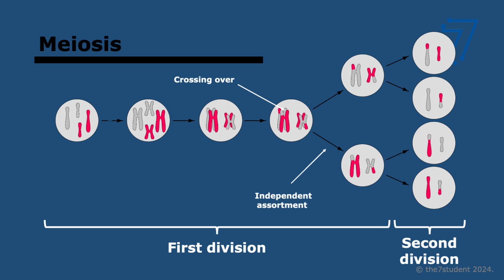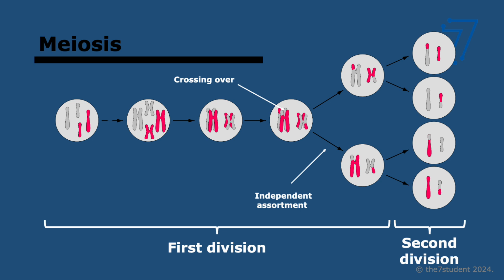And here's the second part where we get diversity, okay? And this is called random orientation. Basically, it means that out of the two homologous chromosomes, each can go in any given direction. It can go to one side of the cell or the other. And because we have 23 pairs of homologous chromosomes, right, this creates a lot of different combinations for gametes, right? Because depending on which one goes where, we'll end up with different cells in the end. All right, then we're going to have anaphase and telophase like normal.